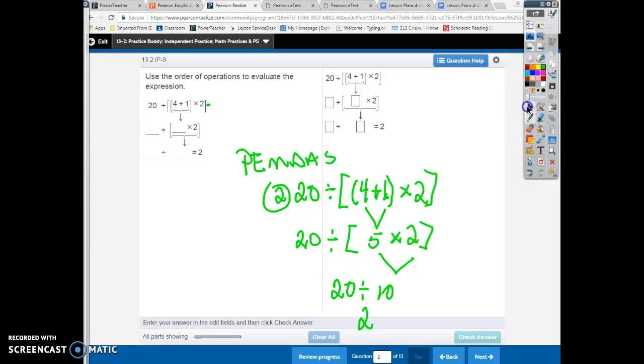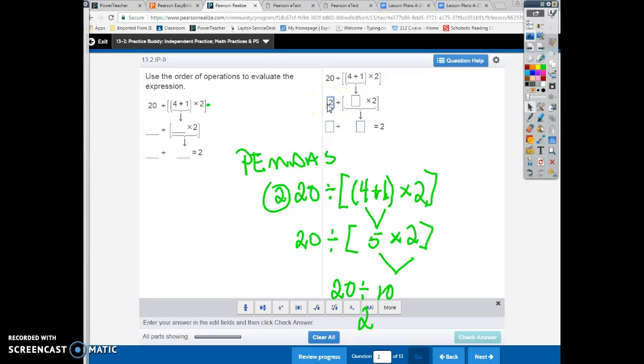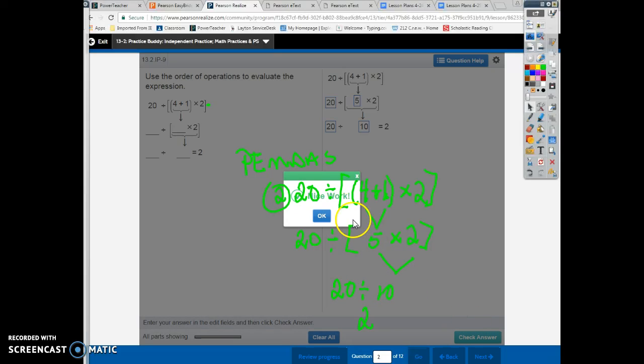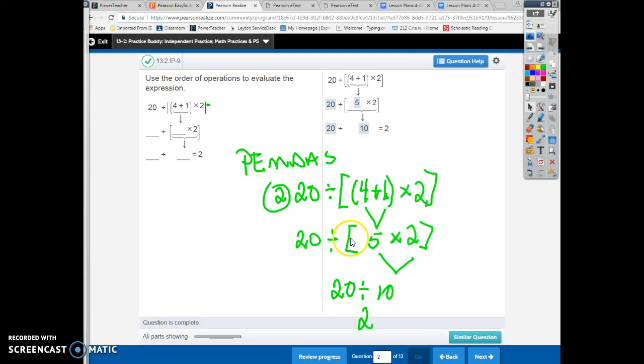And we're going to go check that out up here. That's going to be a 20, and I'm just getting this information right off my problem. That'll be a 5. This will still be 20. This will be a 10, and we check our answer, and voila, we got it right.